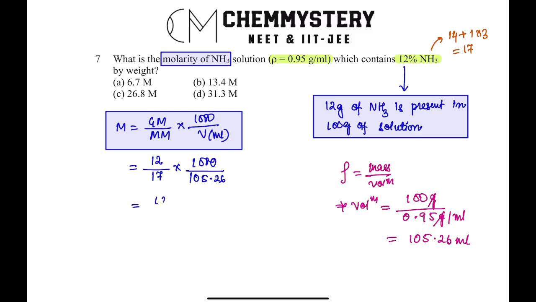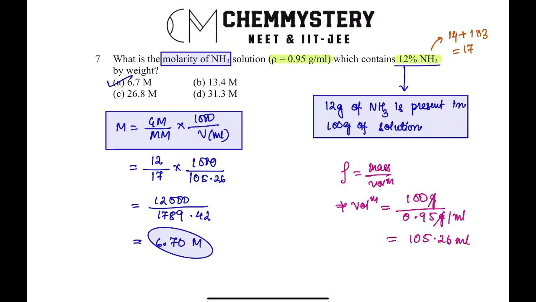So how much are we getting? This is 12,000 divided by 1789.42. If we further calculate this, it will come as 6.70 molar. So this is the molarity coming out finally, 6.70. So 6.70 means my option will be A. 6.7 molar will be the molarity of NH3 solution, which is 12% NH3 by mass.